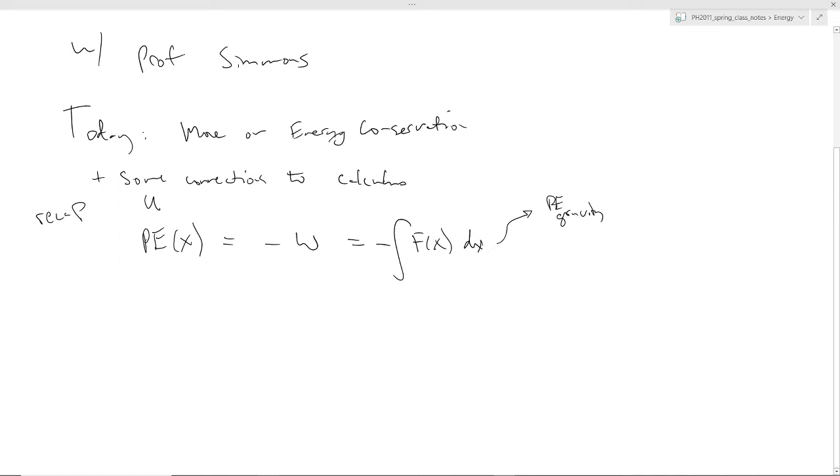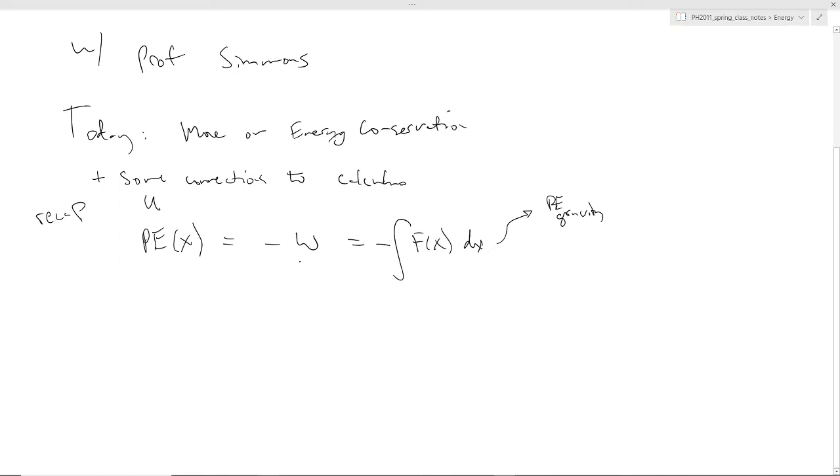I think PE is maybe a little more clear. And we had connected this with the negative work, and this was basically the work energy theorem that we had talked about at the end of the last chapter.